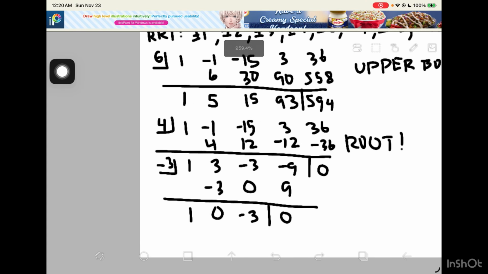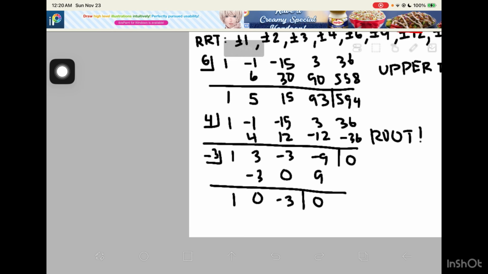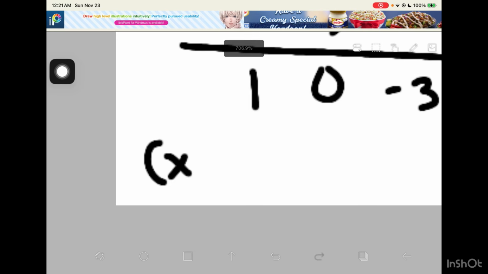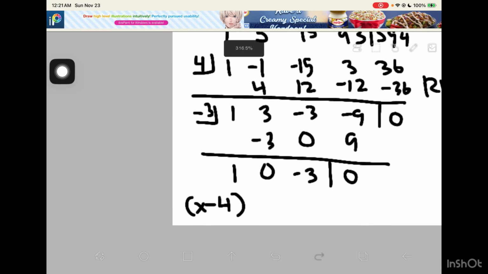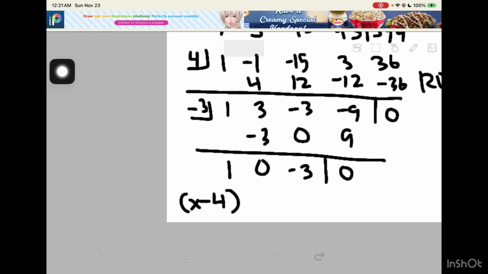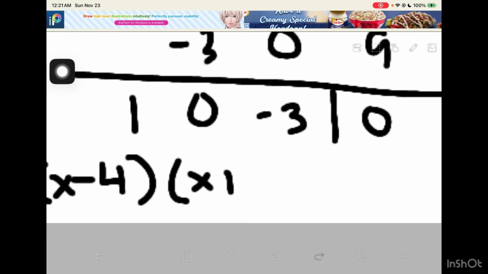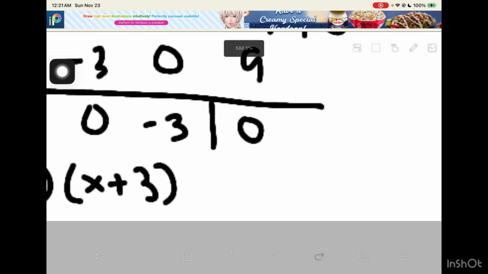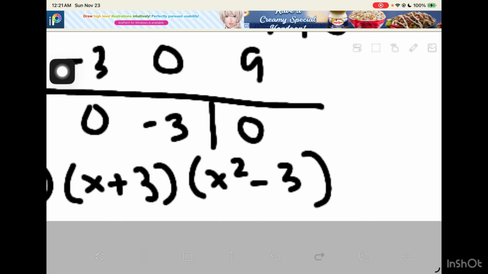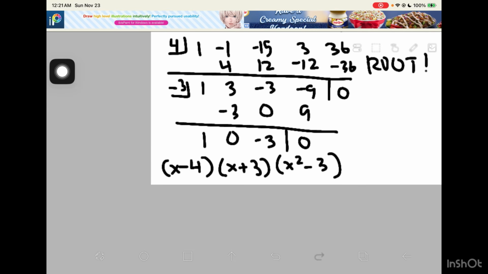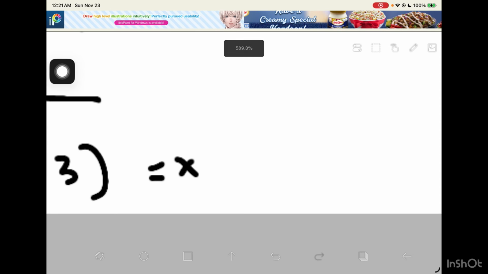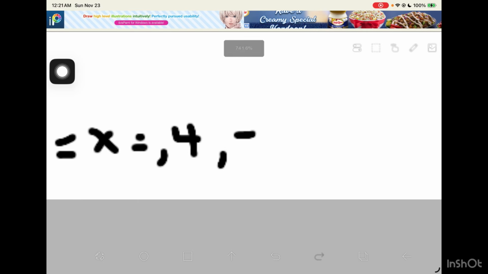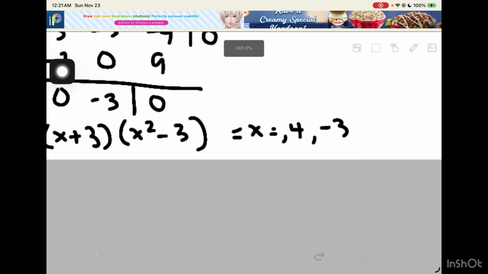So, let's use the zero product property to build our polynomial. Since we know that 4 is a root, therefore x minus 4, because 4 minus 4 is 0. Then we also know negative 3 is a root, so we also know x plus 3 is 0. And then lastly, this is x squared minus 3. So let's just list that down. As you could see, we know that x is equal to 4, negative 3, and we have x squared minus 3.